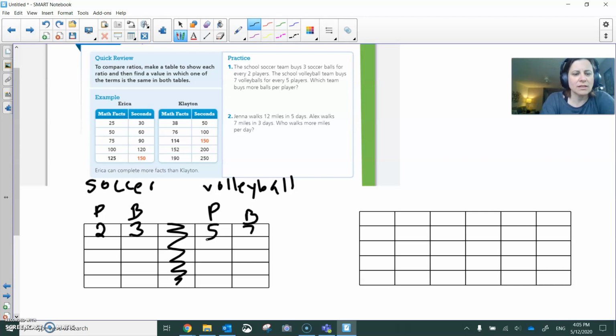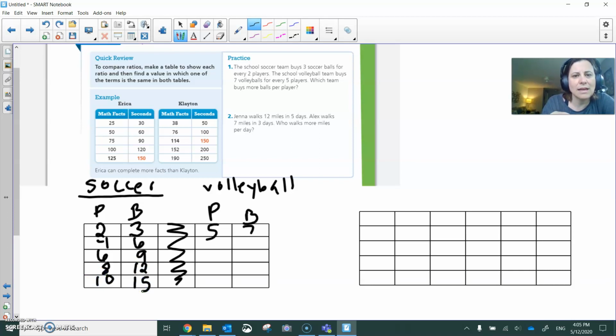So if we were to look at the soccer side, let's say I've decided to double. Double the number of players would be 4. Double the number of soccer balls would make it 6. Taking the number of players times 3: 2 times 3 is 6. 3 times 3 is 9. 2 times 4 is 8. 3 times 4 is 12. 2 times 5 is 10. 3 times 5 is 15.